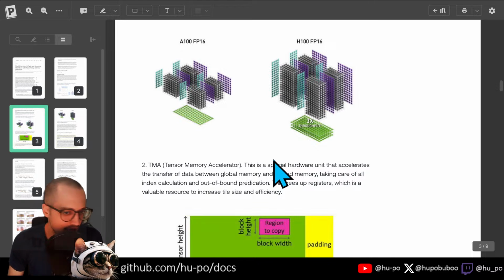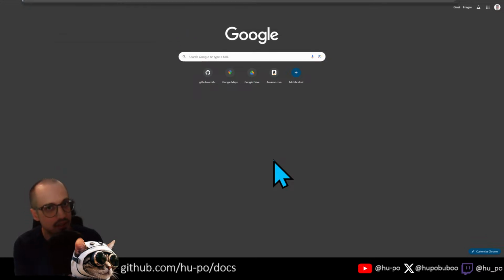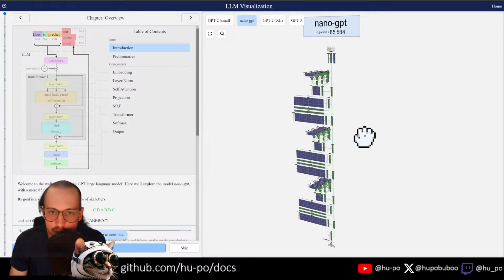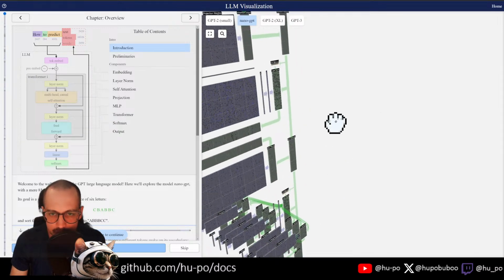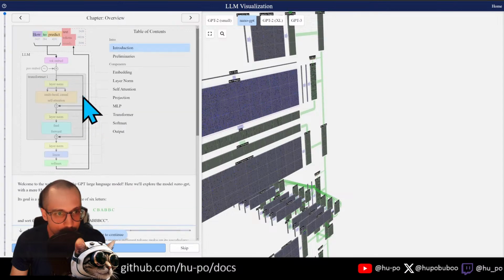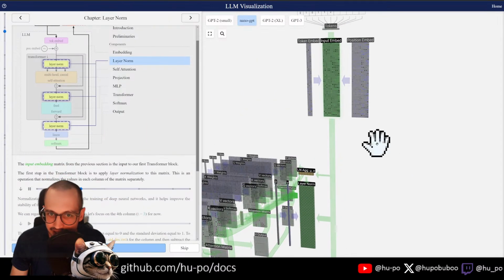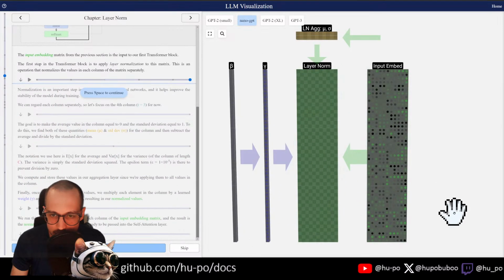I mean, for the visual, I really like the LLM visualization. You guys have seen me show this like a million times before, but it's my favorite visualization. There's another one that I've seen somewhere, but I like this one because you can literally go through it step by step. You can hit play, and they show you, look at that, you do that, and then you matrix multiply there, right?